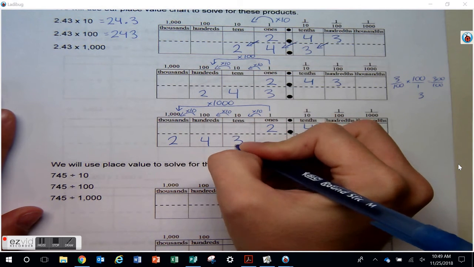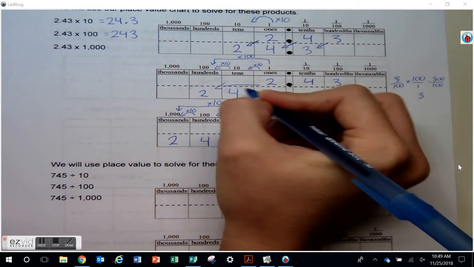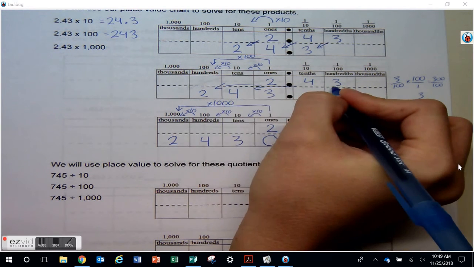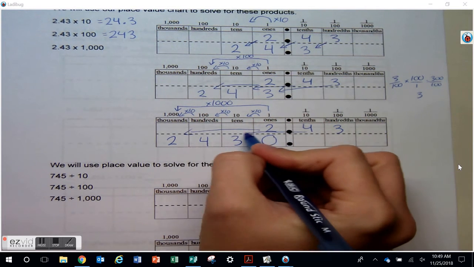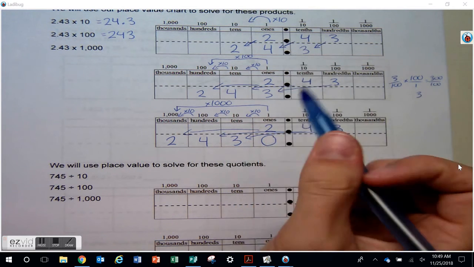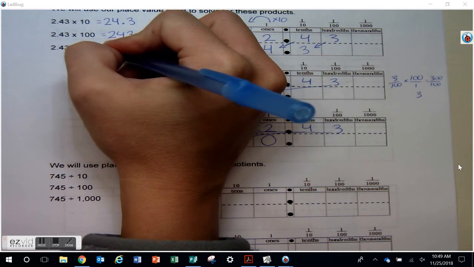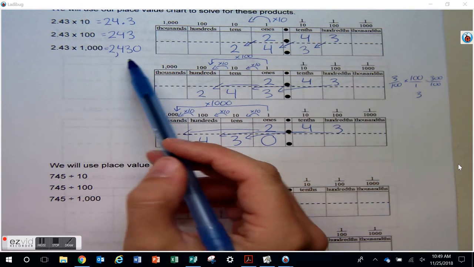Okay, so again, I multiplied by 100. I moved 2 place values. I multiplied by 1,000. I moved 3 place values. Here I multiplied by 10 and I moved 1 place value. If you're wanting to put a comma, don't forget wherever the decimal point is, you would move 3 places and then a comma, 3 places, then a comma.